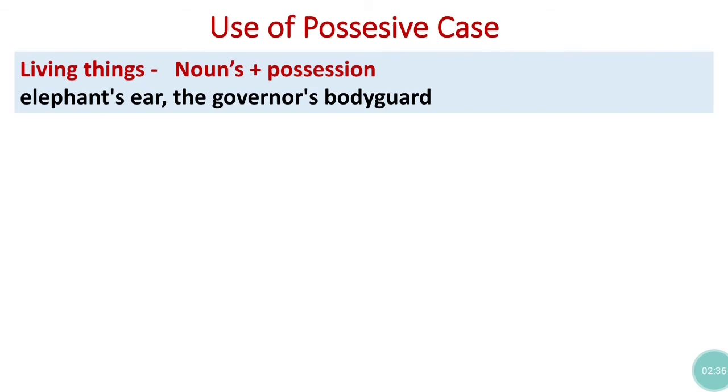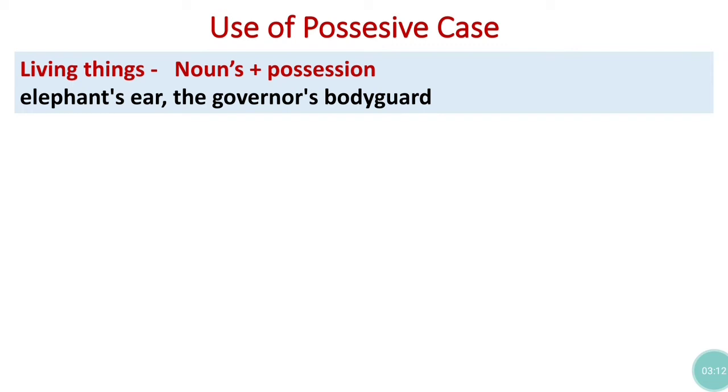Now use of possessive case. Possessive case is mainly used with the names of living things. For example, elephant's ear, the governor's bodyguard. So the ear belongs to the elephant. So elephant is in possessive case and the possessive sign is put to elephant. Next is the governor's bodyguard. So it shows the governor's possession of the bodyguard. So governor is in possessive case with the possessive sign. So apostrophe s is added only to living things.